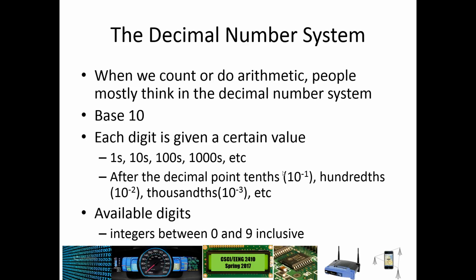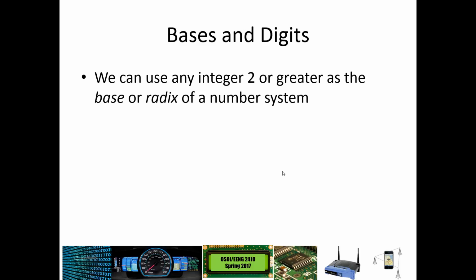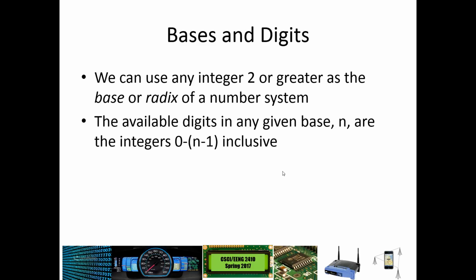Our available digits are 0 through 9, and each of our places are powers of our base, powers of base 10. So we can actually use any integer 2 or greater as the base of a number system. Your text, I think, may refer to this as the radix of a number system. And the available digits, as I mentioned, are 0 through n minus 1 inclusive.